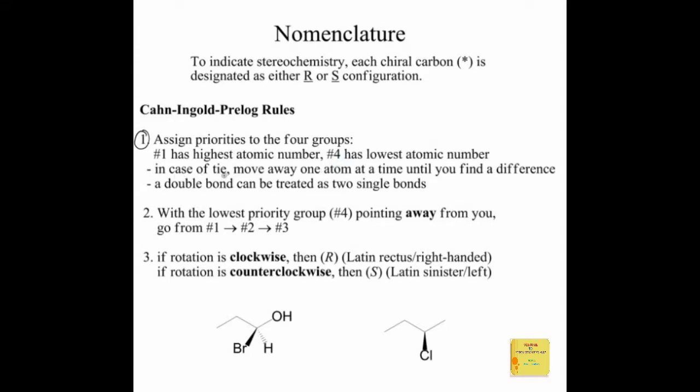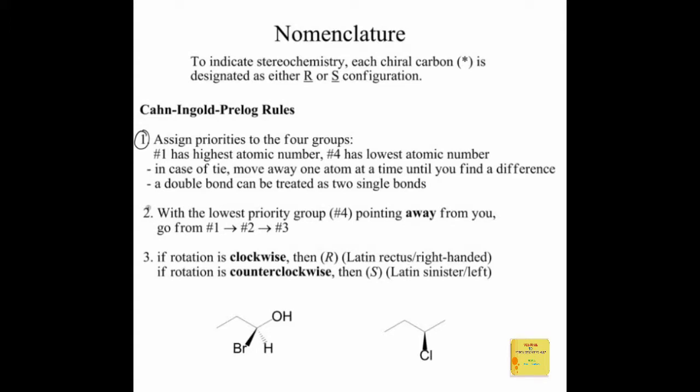If you have 2 atoms that are identical attached to that tetrahedral carbon, what you're going to do is move away 1 atom at a time until you find a difference. So you're going to try and break the tie. We'll look at some examples of that. If you encounter a double bond in your structure, you can treat that as if you had 2 separate single bonds. We'll see some examples of that as well. So our first goal is to rank the groups 1, 2, 3, 4.